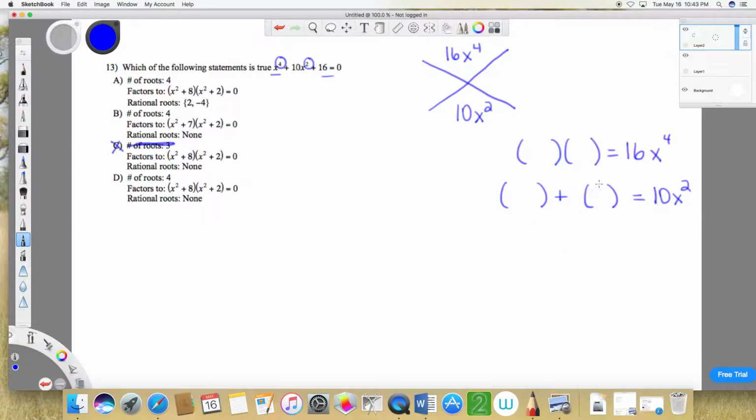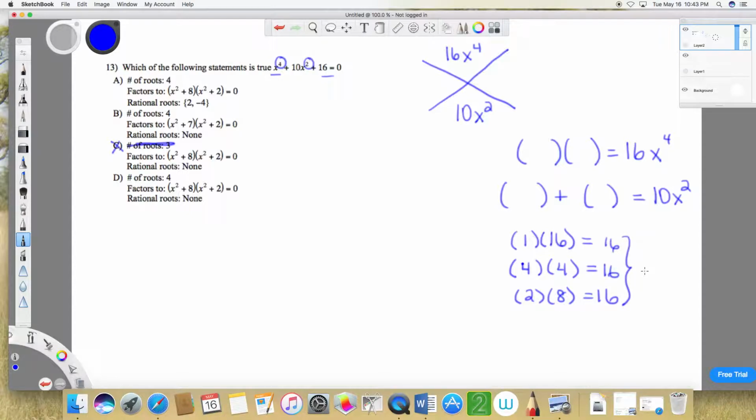Okay, so two numbers that multiply together to give me 16. Well, let's start out with 1 times 16. But 1 plus 16 is not 10, so that's not going to work. Hey, let's try 4 times 4. Oops. 4 times 4 is 16. But 4 plus 4 is not 10. Well, let's try 2 times 8. 2 times 8 is 16, and 2 plus 8 is 10. So we have found it.